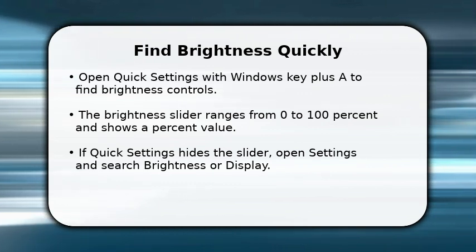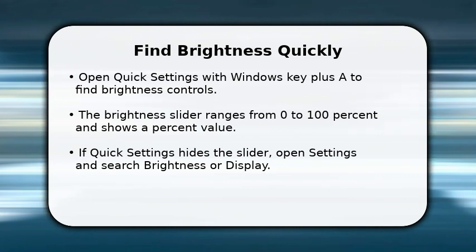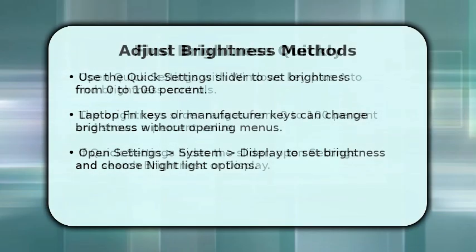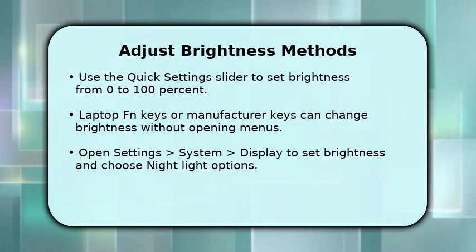If the slider is missing, open Settings and go to System, then Display. Use the display page to locate brightness options and advanced display settings for more control. Use the Quick Settings slider to set display brightness anywhere from 0 to 100%.